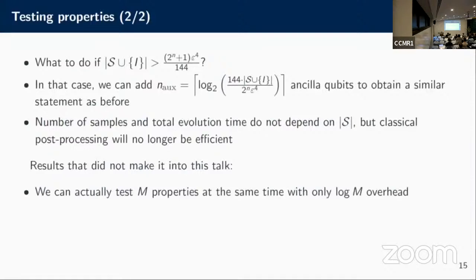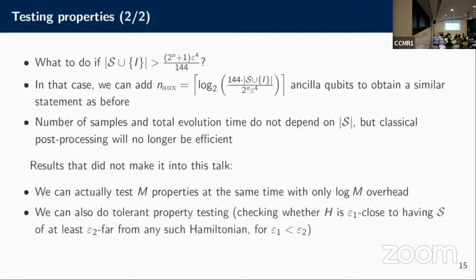Results that didn't make it into this talk at all: you can also test in parallel, and then you get a log M overhead, like with classical shadows. And we can also do tolerant property testing, where you're not saying that you have to be k-local or far from it, but you have to be close to k-local or far from it. So that still works.